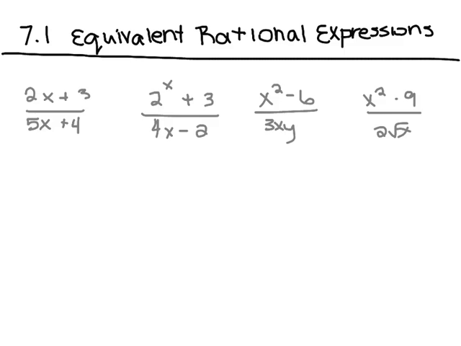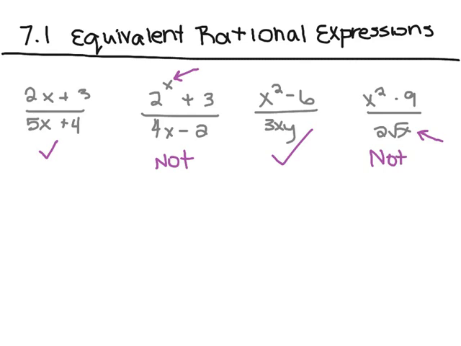A rational expression is a rational number with variables. So a rational number is something that can be written as a fraction. The only thing that you cannot have in a rational expression is a variable as the exponent, like this, or a variable underneath a radical, like this. So this is okay, this is rational, this is not rational, this is okay, and this is not rational.